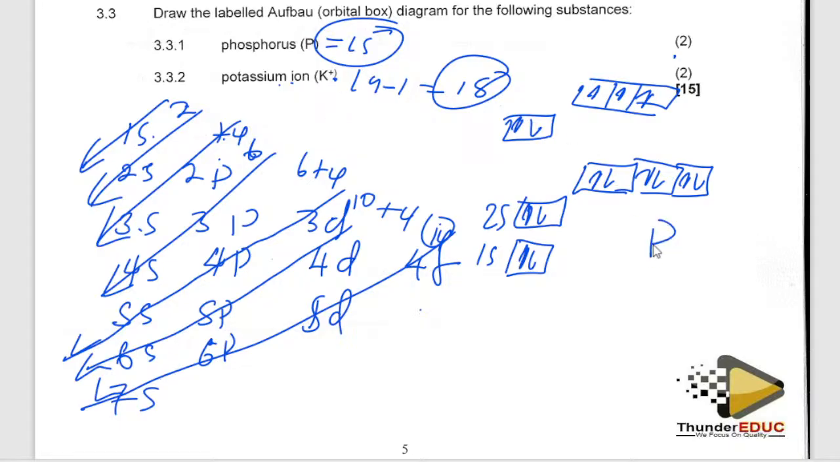What about for this? For this one, I'm going to add the same. 1, 2, 3. Don't forget the numbers. 1, 2, 3, 4, 5, 6, 7, 8, 9, 10, 11, 12, 13, 14, 15, 16, 17, 18. It's going to be 18. It's going to be full like that. That is for the potassium ion. You understand? Yes. So I think this is really simple.